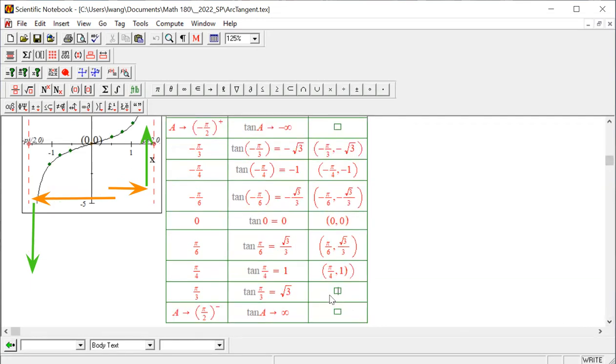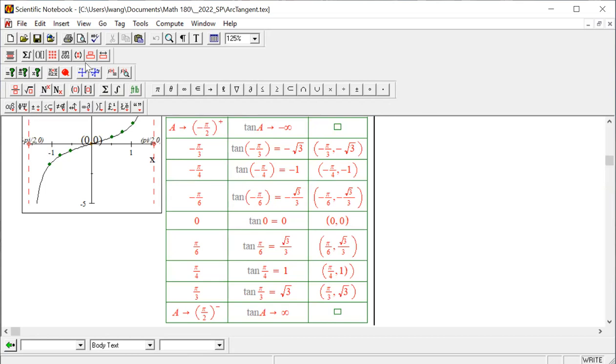And the next one, which we have pi over 3 as input, and the output is square root of 3. There we go, right? And this direction goes to negative infinity, goes to positive infinity. With that done, now we're ready to create our arctangent. This is a very important function. So we're going to see how exactly it is created.